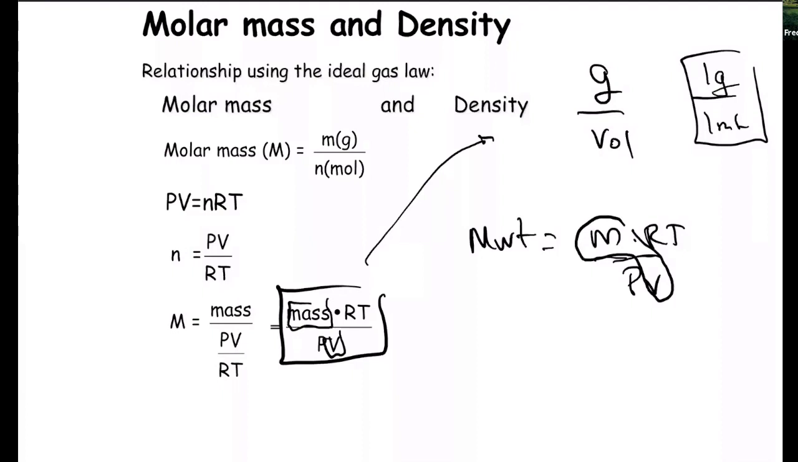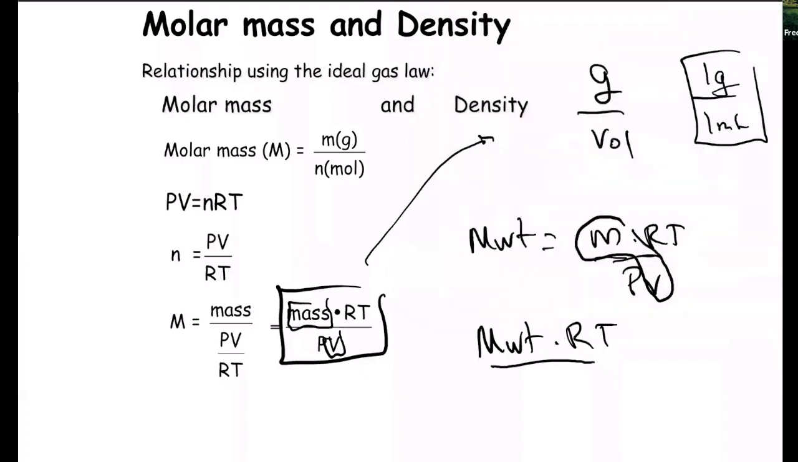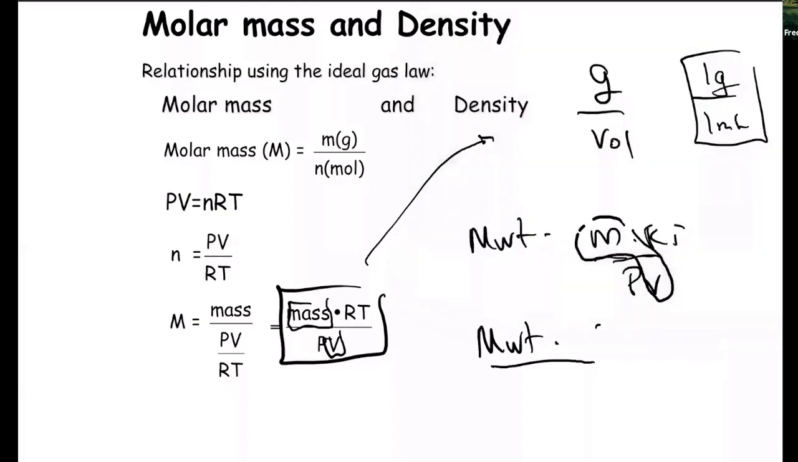When we do that, the molecular weight times RT divided by, oops, I did my math incorrectly. Let me erase a couple of things. R needs to go in the denominator here. This is RT. It needs to go in the denominator. So RT is on the bottom. And P needs to go in the numerator.